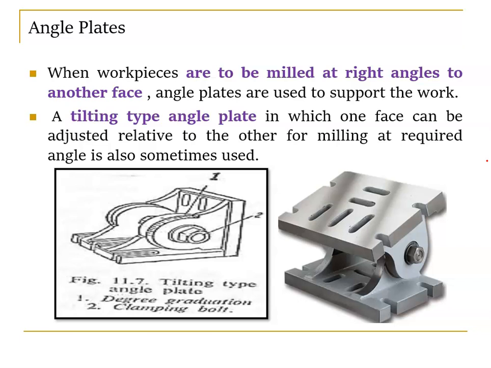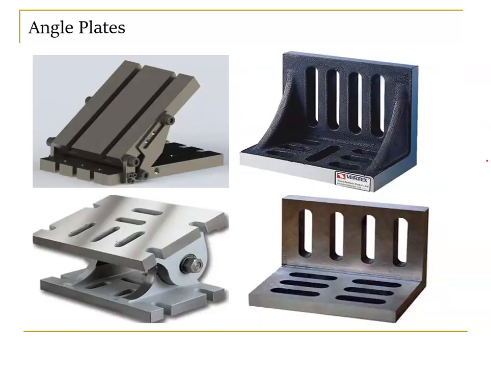So a tilting type angle plate in which one face can be adjusted relative to the other for milling at required angle is also sometimes used. So this is what some of the examples of angle plates, right? So these are some of the angle plates. So you can place ஒரு 90 டிகிரில வச்சு நம்ம மில் பண்ணோம் அப்படின்னா இங்க இதை வந்து டேபிள்ல கனெக்ட் பண்ணிடுவோம். ஸோ இங்க ஸ்லாட்ஸ் இருக்கு, ஒரு பீஸ் அங்க ஹோல்ட் பண்ணி மேல we can perform, right? So operations perform பண்ணலாம்.